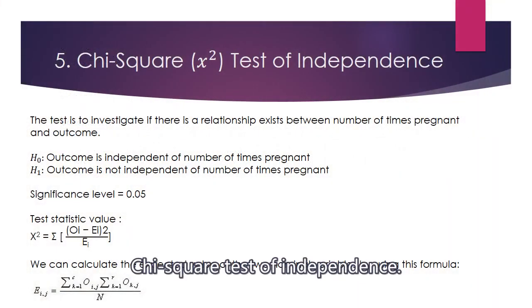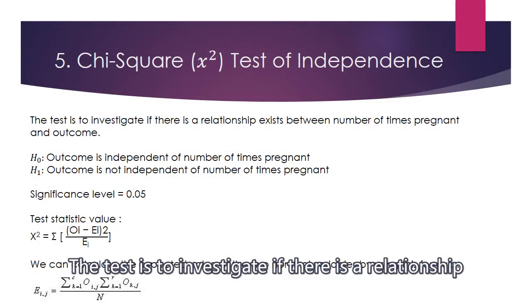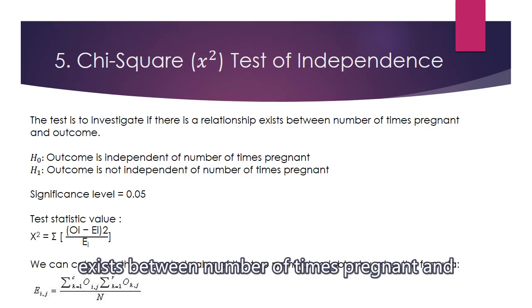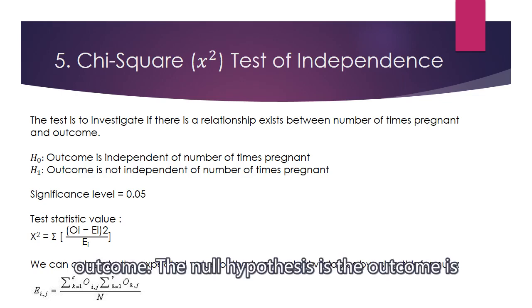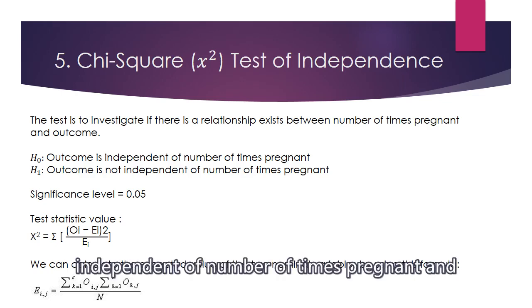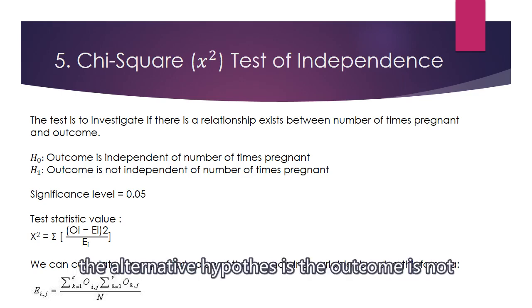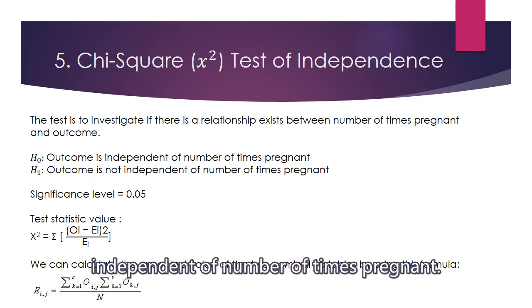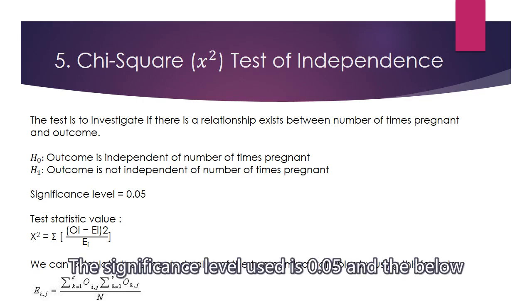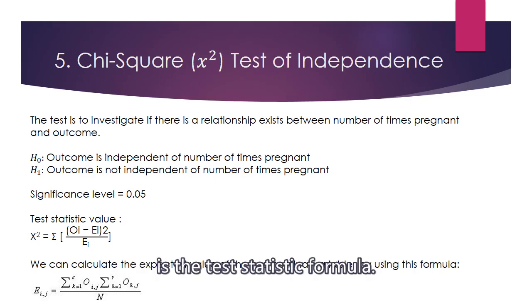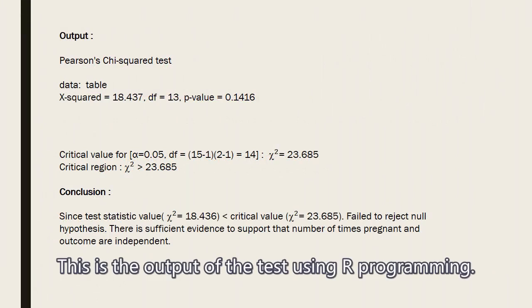This is the chi-square test of independence. The test is to investigate if a relationship exists between number of times pregnant and outcome. The null hypothesis is the outcome is independent of number of times pregnant, and the alternative hypothesis is the outcome is not independent of number of times pregnant. The significance level used is 0.05, and below is the test statistic formula. This is the output of the test using R programming.